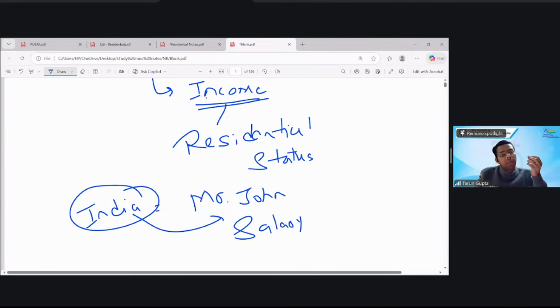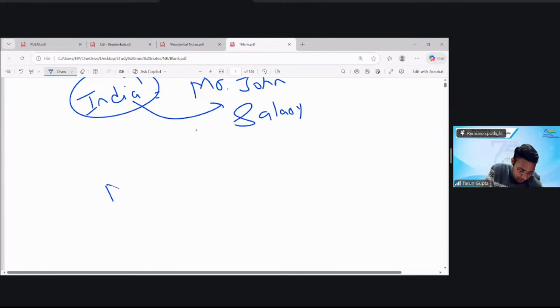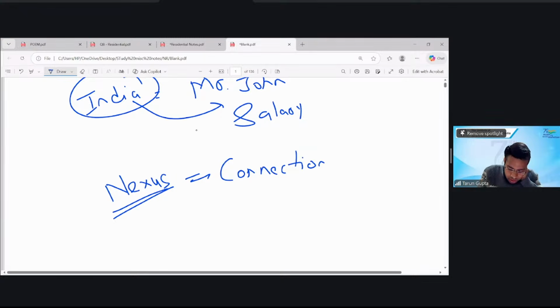John would say, I will not pay, do whatever you can do. Can India do any harm to John? The answer is no. Why no? Because here comes the concept of nexus. India does not have any nexus with Mr. John. Nexus means connection. India does not have any connection with Mr. John. If Mr. John doesn't pay the tax, India cannot force him to pay, because Mr. John does not come within the jurisdiction of India.